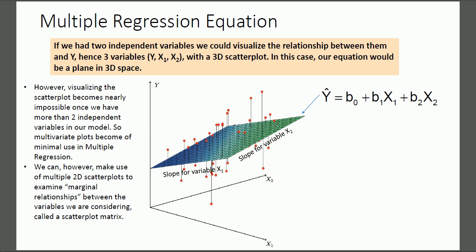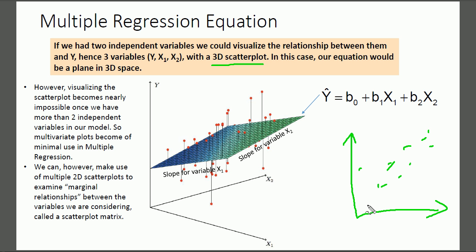Okay, so if we had two independent variables, we could still visualize the relationship between them and y. Hence 3 variables in total, because the 2 independent and the 1 y variable, right? And how do we visualize this? Well, we're still in a dimension where we can understand. We're in 3D.